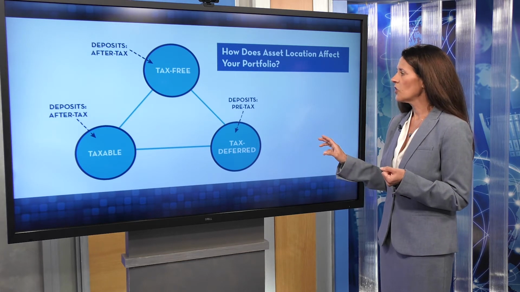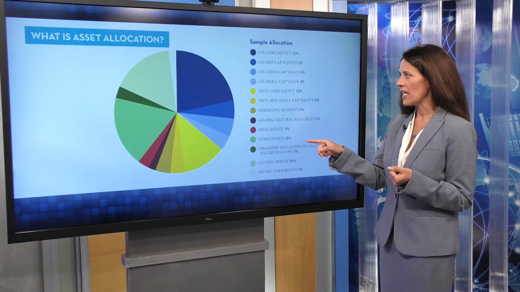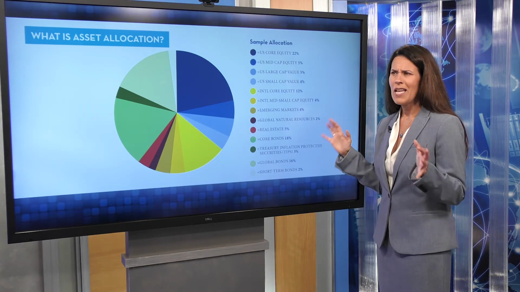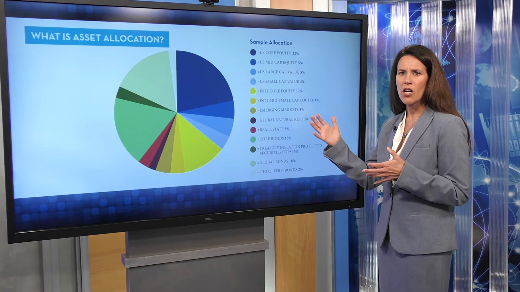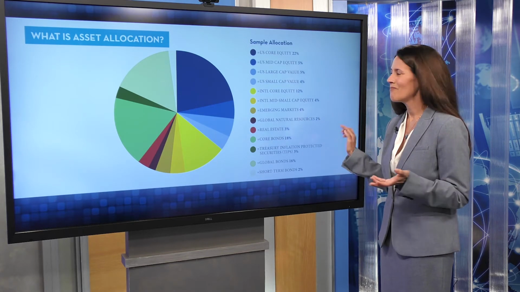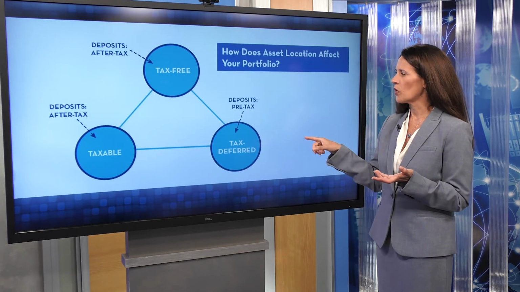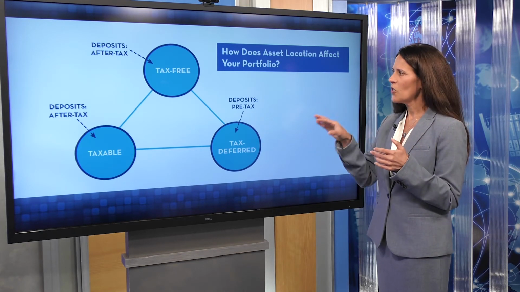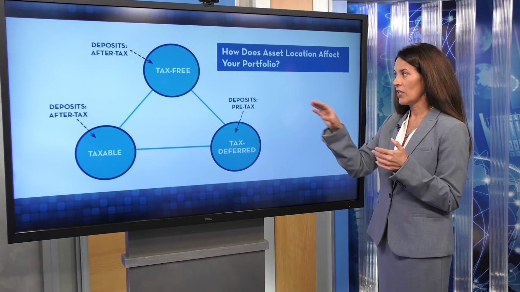So when you're looking at your overall asset allocation, different investments have different growth potential over time. At the very basic level, we know that stocks outperform bonds over time. So when you're building your portfolio, you want to factor in not only that overall mix, but which of those slices are held in which different accounts.